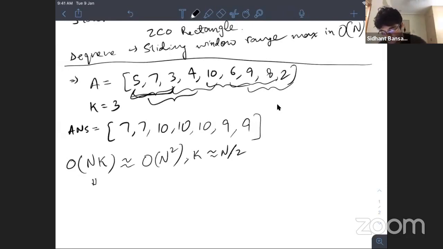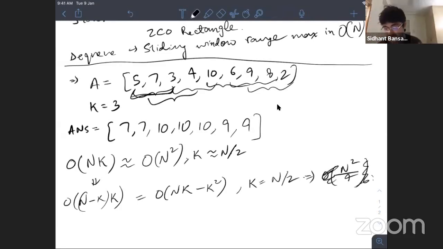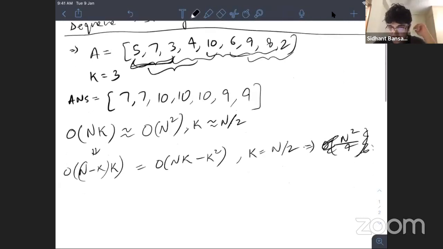Okay, the actual complexity is more precisely order n minus K times K. This is because you only have n minus K windows of size K. So this comes out to be order nK minus K square. And you can maximize it by putting K as n by 2. Then this will come out to be n square by 4. So in worst case, you can have n square by 4 steps in the most trivial algorithm. Okay. So now the issue is how do we improve this?